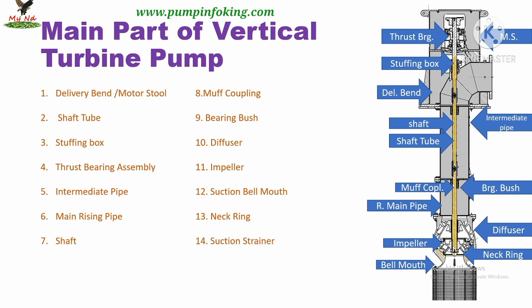The last part is the suction strainer. This is the strainer. The strainer prevents foreign particles in the fluid from getting stuck in the impeller. These are the main parts of the vertical turbine pump.